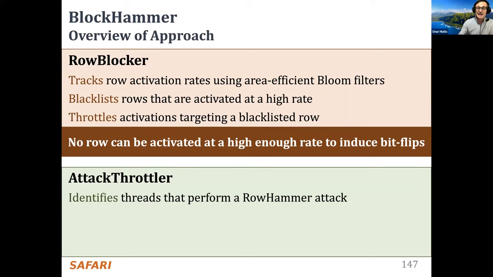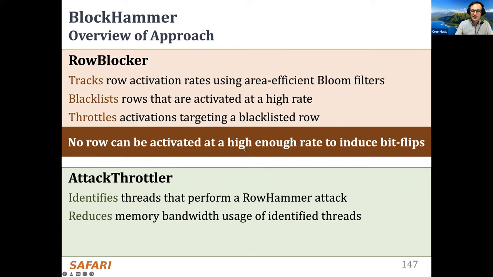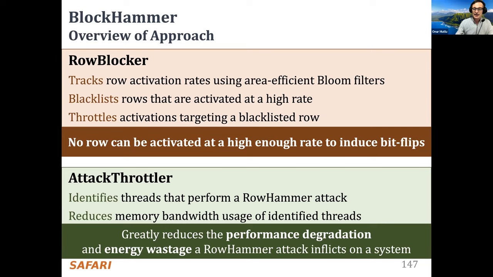Attack throttler identifies the threads that perform a RowHammer attack based on the information that's coming from the row blocker. It reduces the memory bandwidth usage of these identified threads so that they don't perform this attack. And it can communicate with the operating system such that the operating system can take action on those threads, for example. Basically, this greatly reduces the performance degradation and energy waste of a RowHammer attack inflicted on a system. Because one of the issues with RowHammer attacks is, okay, if you prevent the RowHammer attack, now it can turn to a performance problem. Can you actually prevent the performance problem associated with it as well?